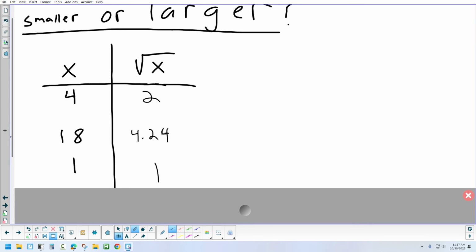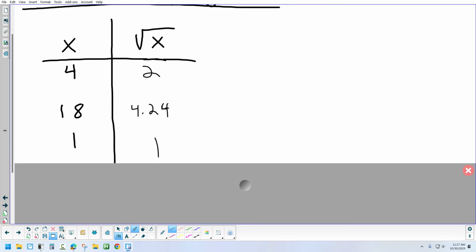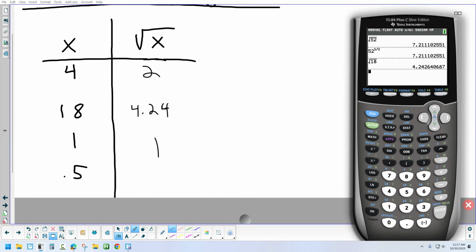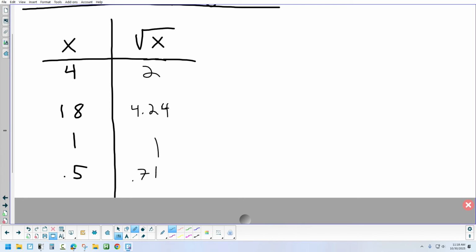So the answer to whether a square root is smaller or larger than the original number is: it depends. If your original number is greater than 1, it will get smaller. If it was exactly 1, it will stay the same. If it was 0, it would also stay the same. If it's between 0 and 1, like the square root of a half, it gets bigger. Okay, that's 0.71. So sometimes square roots get larger, sometimes smaller, sometimes they stay the same.